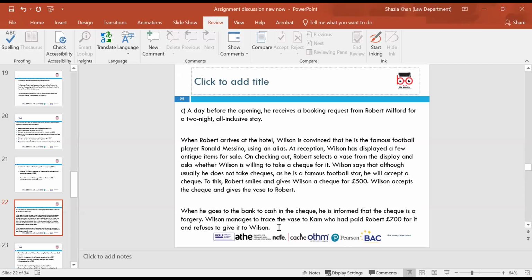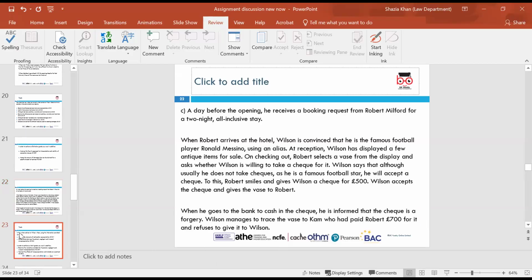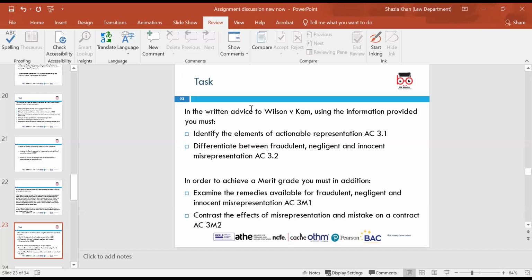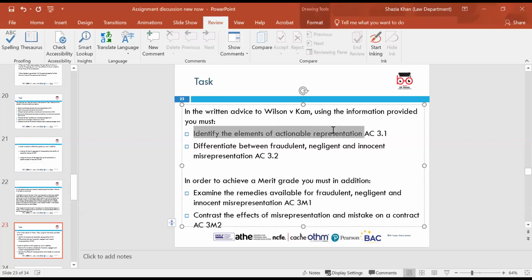When he goes to the bank to cash the check, he is informed that the check is a forgery. Wilson manages to trace the vase to Cam, who had paid £700 for it, and refuses to give it to Wilson. The task for this is that in the written advice to Wilson and Cam, using the information provided, you must first identify the elements of actionable representation, which is 3.1 you would need to look at.